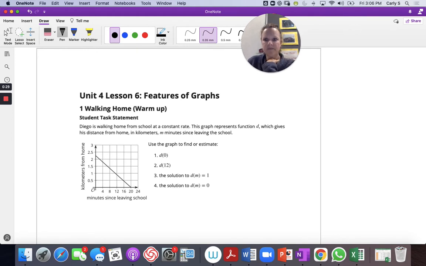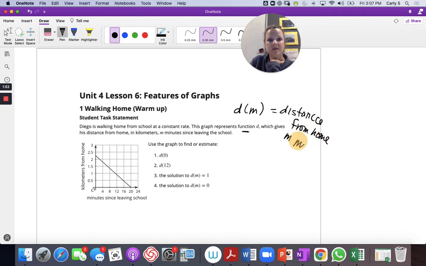So Diego is walking home from school at a constant rate. This graph represents function d, which gives his distance from home in kilometers, m minutes since leaving the school. So this function, I would write d is a function of minutes, okay? And that's going to be distance from home, m minutes since leaving school. So he's going to get closer to home as time goes on.